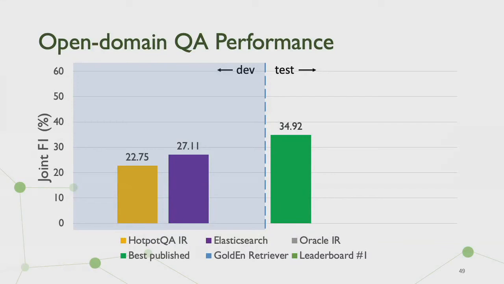So there's a trade-off between having more complete context and having more noise, basically.